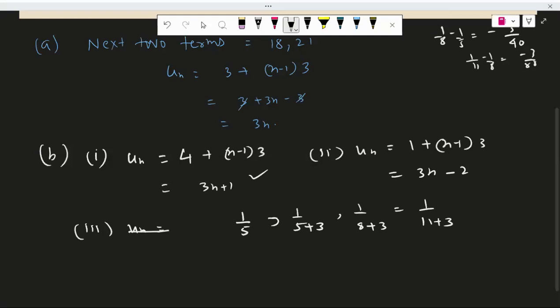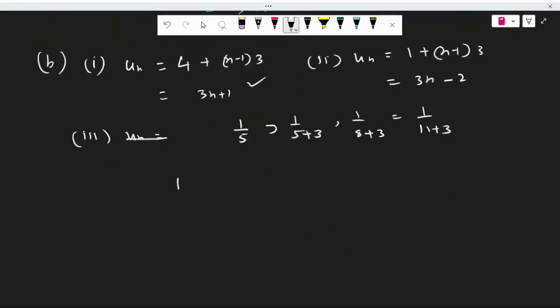If you see U1, the first term is what? 1 over 2 plus 3. Second term, U2. U2 is what? 1 over 6 plus 2. 8 is 6 plus 2. Just a minute. Let's write one by one.